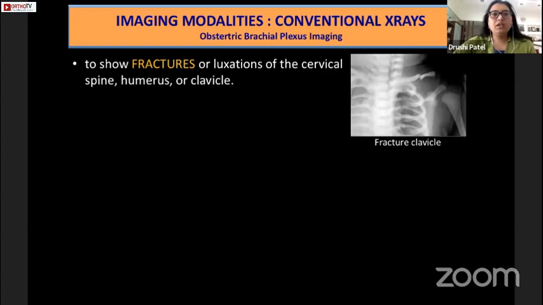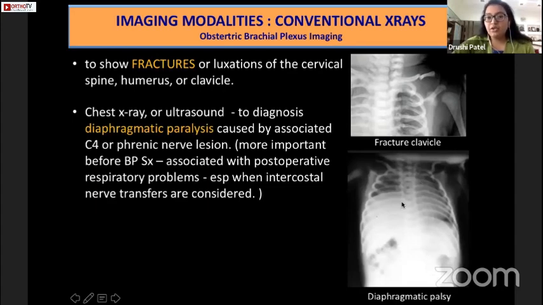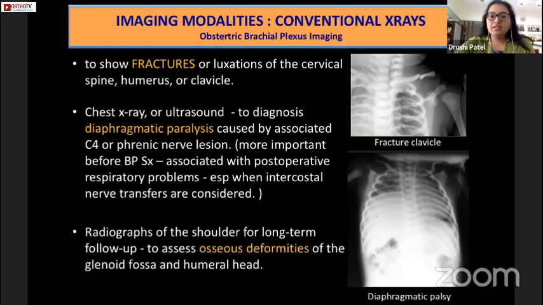So the imaging modalities that we have are chest X-ray, the conventional X-rays. The most important use is to identify fractures, such as clavicle fractures. Preoperative chest X-rays are important to identify a raised dome of diaphragm, that is, whenever diaphragmatic palsies are present. It can be associated with C4 or phrenic nerve lesions. It's important before surgeries because if not detected, this can give rise to post-operative respiratory problems, especially when intercostal nerve transfers are considered. And this is relevant for older patients, where serial radiographs of the shoulder are used for long-term follow-up to assess osseous deformities of the glenoid fossa and humeral head.